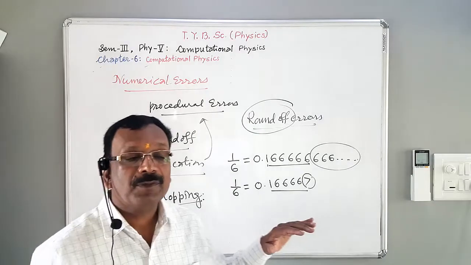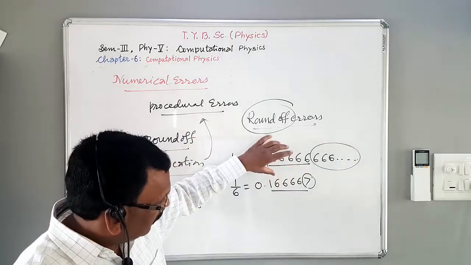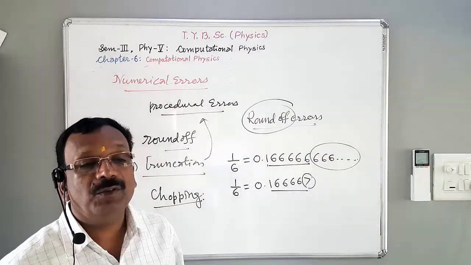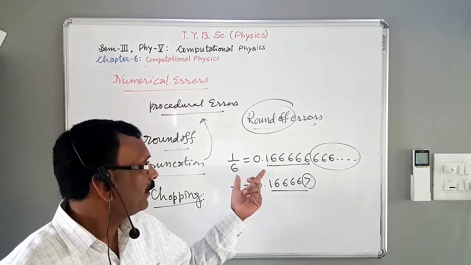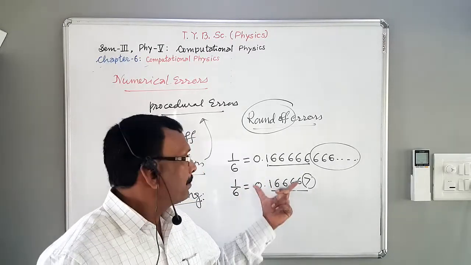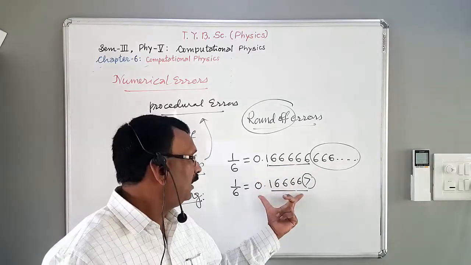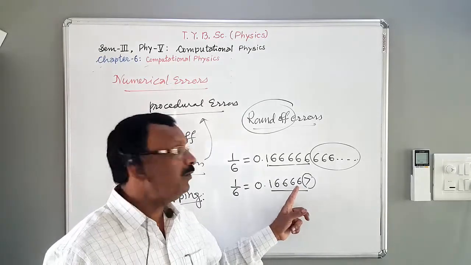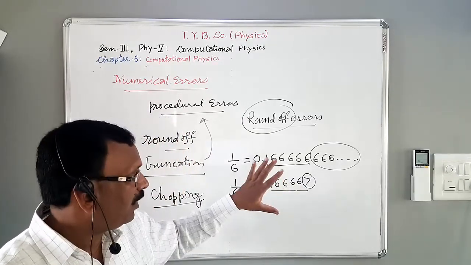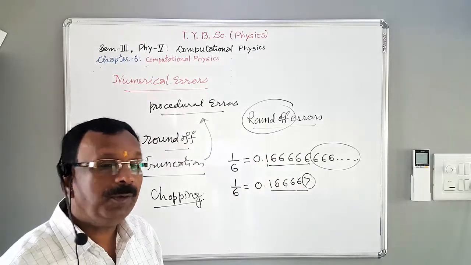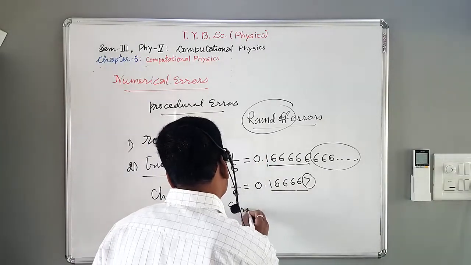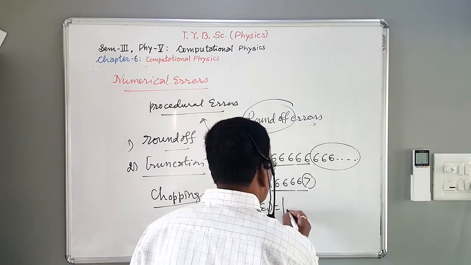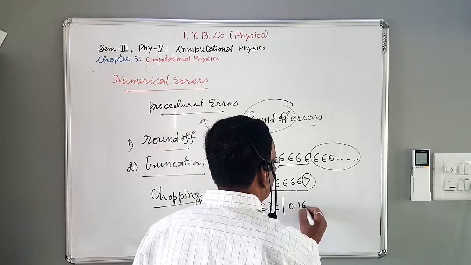Okay, before that, I want to emphasize this point, and then we are going to chopping. See here, this is the actual value and this is the approximate value. Why is it so? Because this is the round up figure. Now, what is the error? We have to find the error. What will be the error? Here, suppose epsilon 1 is equal to, what is the value? 0.166.